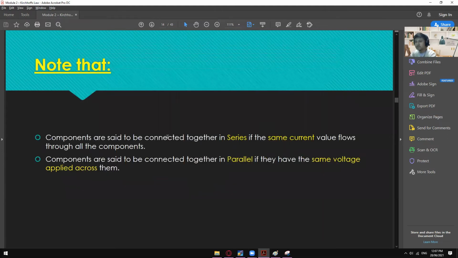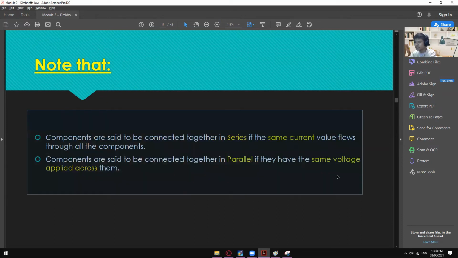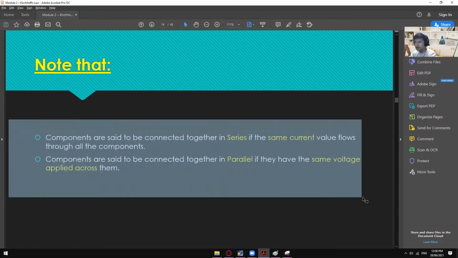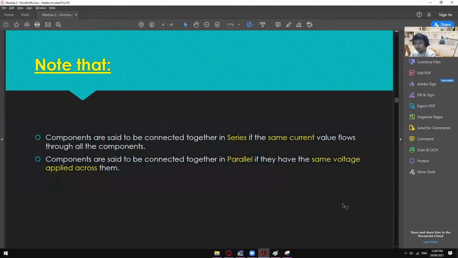Okay. So just note that components are said to be connected together in series if they have the same current. But for the other one, you could see that they are in parallel if they have the same voltage applied across them. So again, just reminding you guys the basic rules of electrical circuits, the Ohm's law.